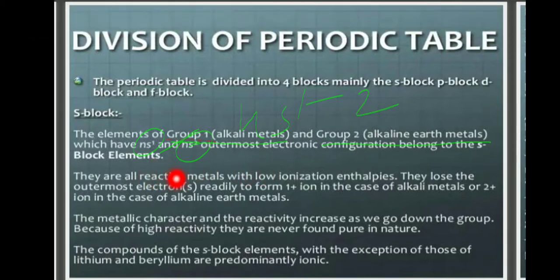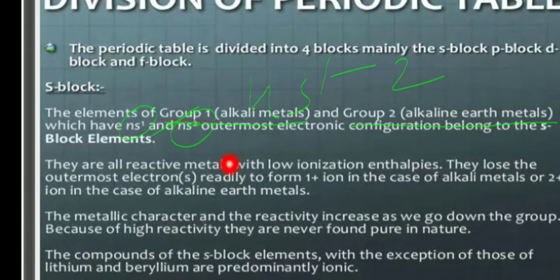They are all reactive metals with low ionization enthalpies. They lose the outermost electrons readily to form +1 ions in the case of alkali metals, or +2 ions in the case of alkaline earth metals.